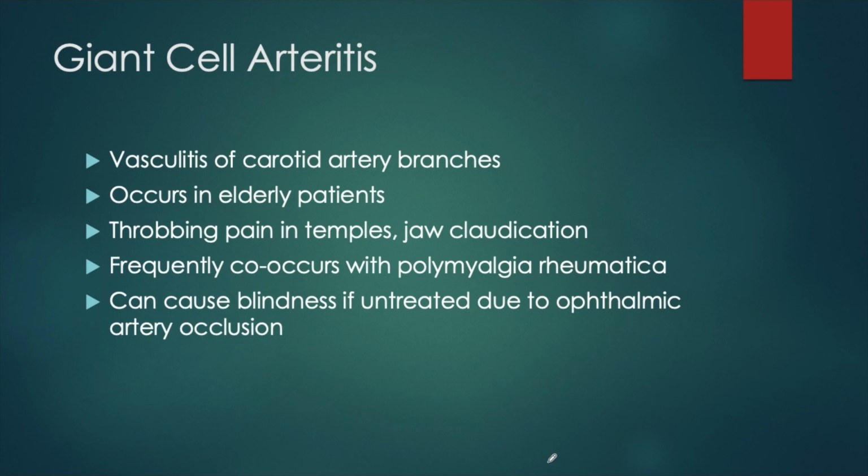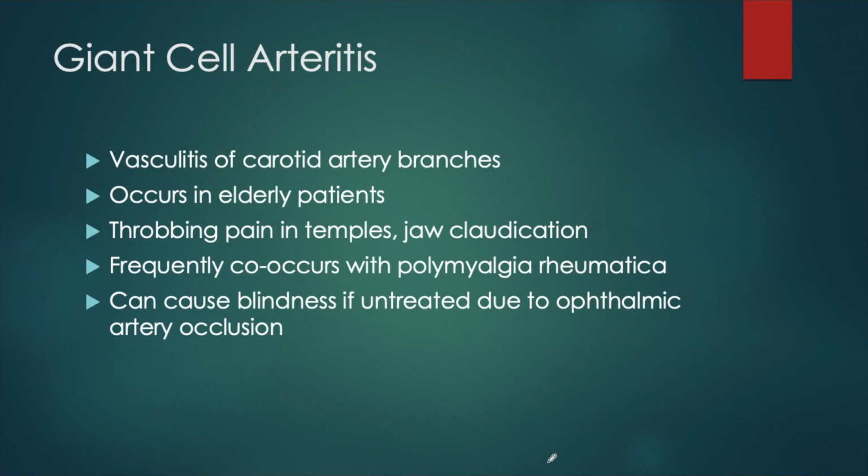Giant cell arteritis is a type of vasculitis affecting branches of the carotid artery. It occurs primarily in the elderly and is more likely to occur in women than men. It presents as a throbbing pain in the temples due to the involvement of the external temporal artery, or as pain in the jaw after chewing, called jaw claudication.